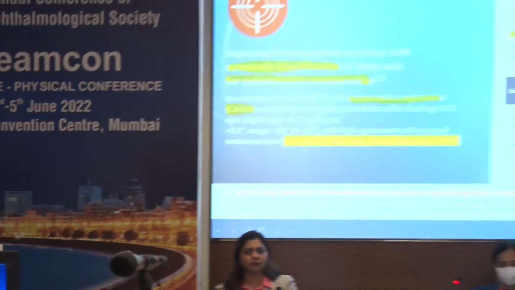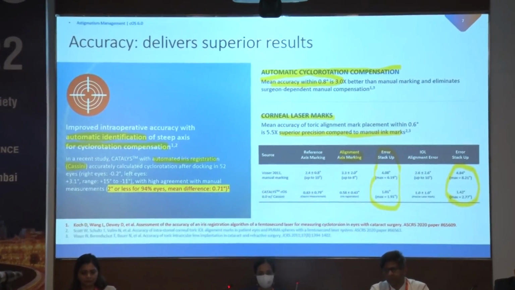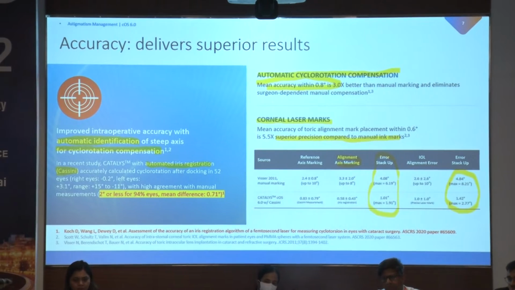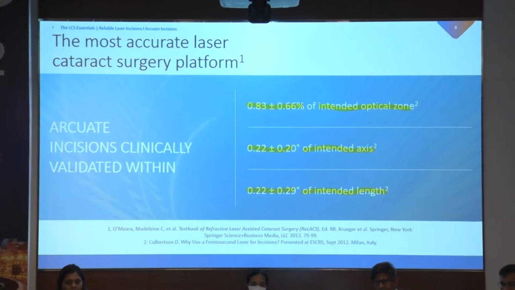Now, look at the improved intraoperative accuracy. The automatic system with the cyclorotation compensation is very accurate: within 2 degrees in 94% of the eyes. This is the study by Koch, Wang and Dewey, presented in 2020 at ASCRS. The error against manual measurement was 4 degrees of alignment, which with the new Catalyst COS with Cassini incorporated is 1 degree. We are not using Cassini. We just put in the pre-op data from the IOL Master, and that's how we got the results.